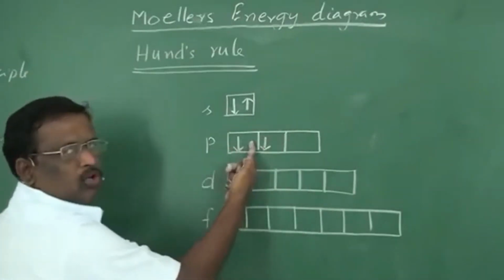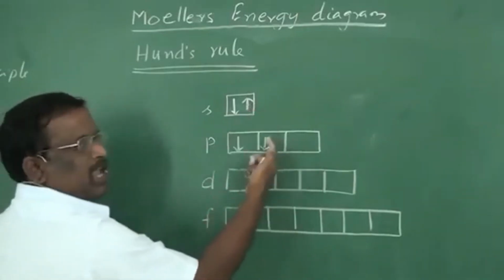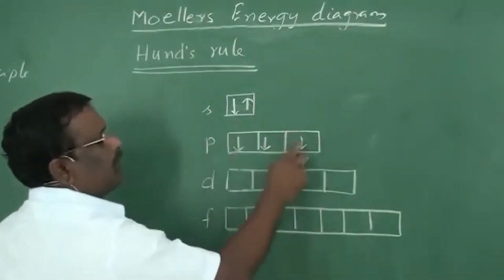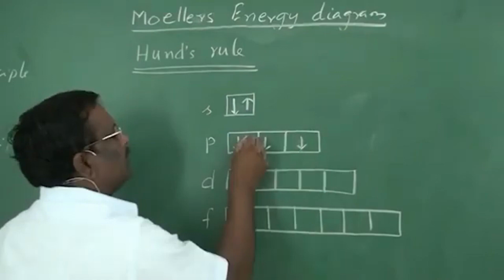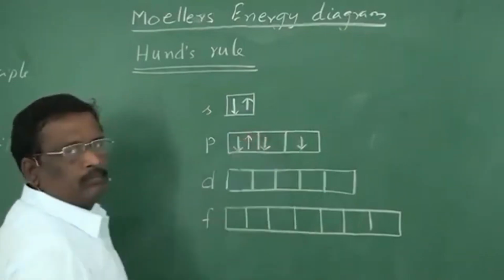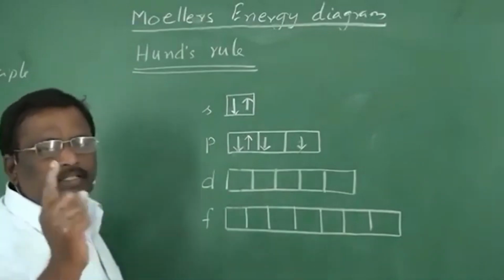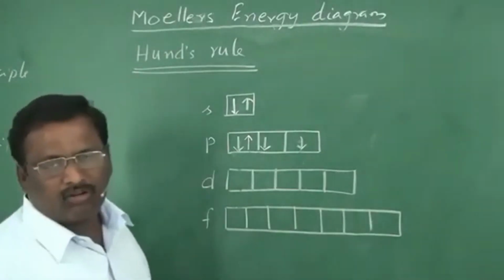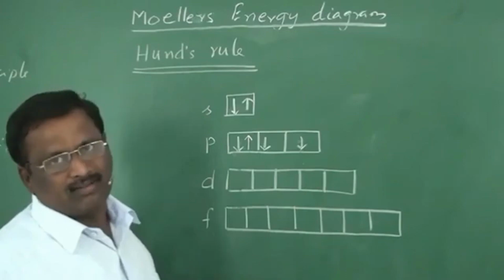Though there is a place for 1 more electron here, the pairing will not occur just like in the s orbital, because of these available orbitals with the same energy. So the pairing is possible only when all these orbitals are filled. That means when 3 orbitals are filled with 1 electron each, then the 4th electron will pair up here. That means in the p sub-energy level, pairing will take place from the fourth electron. It is not possible for the second electron to pair with the first electron.